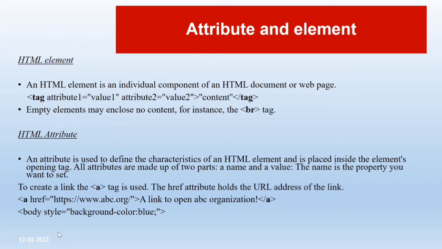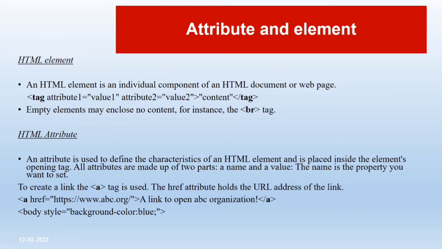HTML attribute: an attribute is used to define the characteristics of an HTML element and is placed inside the element's opening tag. Basically, an attribute defines characteristics of an HTML element and is placed inside the opening tag. All attributes are made up of two parts: one is a name and the second is its value.